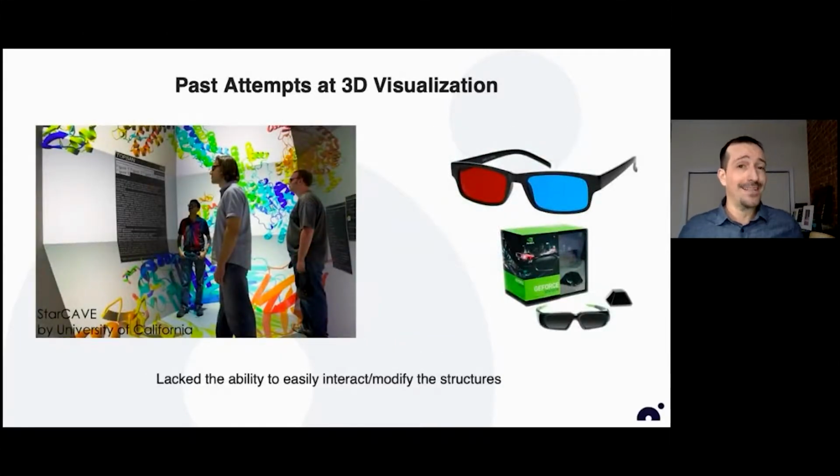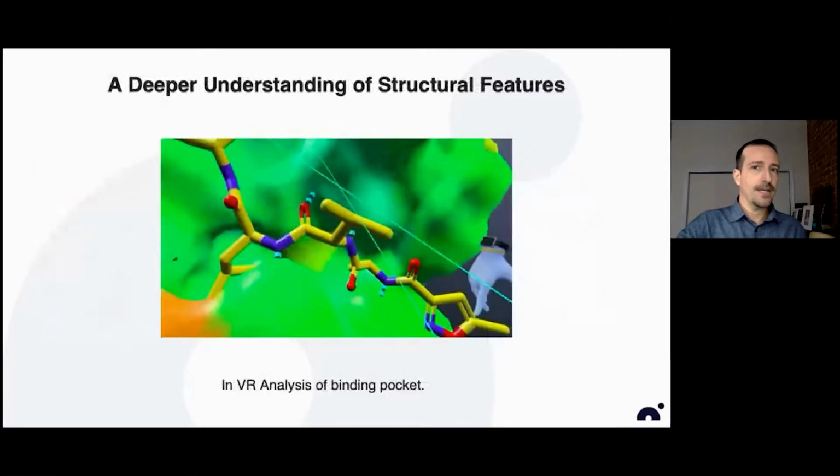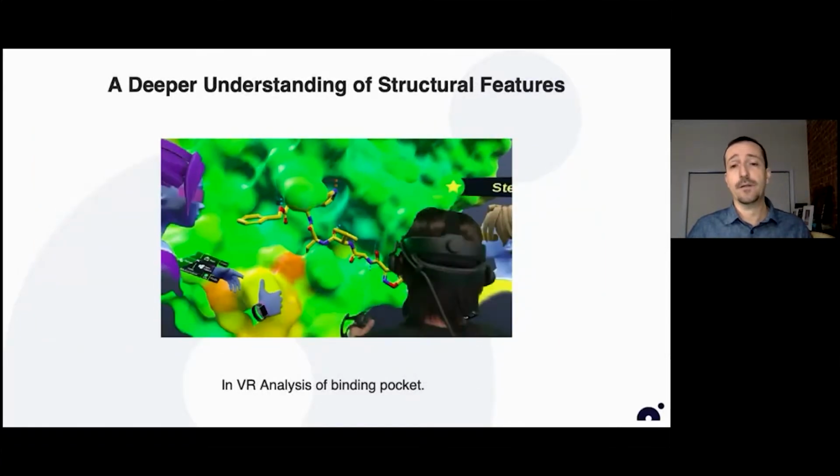There have been past attempts at three-dimensional visualization, such as this CAVE system at the University of California. But we've been hearing from the community that these are static, expensive and not very helpful, really. They don't allow for a lot of interaction with your proteins or your models or anything like that. So here's where Nanome comes into play.